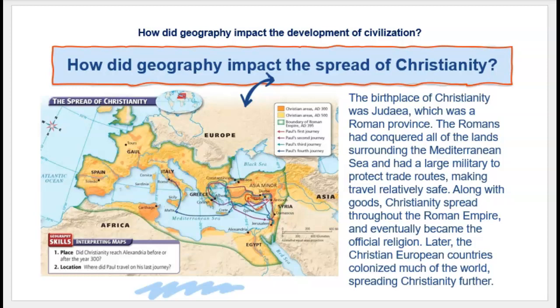How did geography impact the spread of Christianity? The birthplace of Christianity was Judea, which was a Roman province. The Romans had conquered all of the lands surrounding the Mediterranean Sea and had a large military to protect trade routes, making travel relatively safe. Along with goods, Christianity spread throughout the Roman Empire and eventually became the official religion. Later, the Christian European countries colonized much of the world, spreading Christianity further.